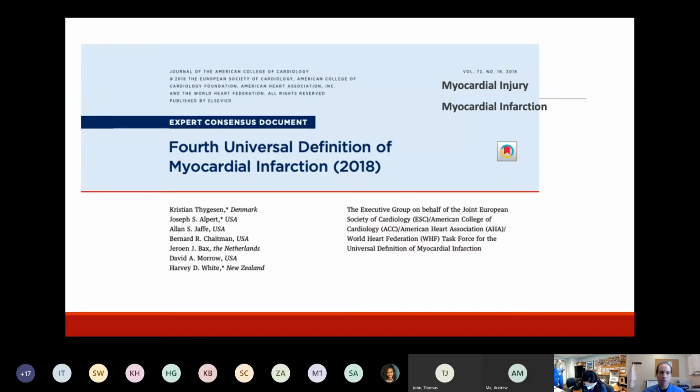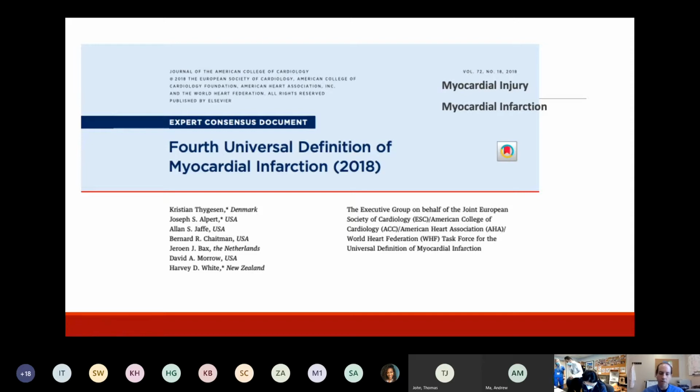Just a couple of years ago, all of the world cardiology societies came together and came out with this document. It's called the Fourth Universal Definition of Myocardial Infarction. It's kind of long, but it's actually really helpful to read if any of you ever get confused about any of the terminology. It breaks it down very simply, and it introduces two new concepts, the idea of myocardial injury versus a myocardial infarction.